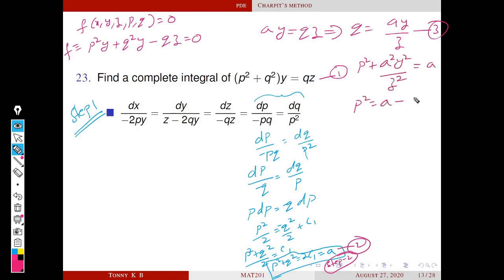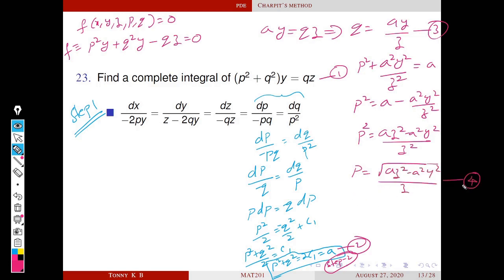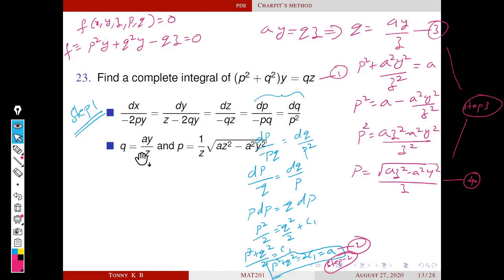So p square equal to, so p equal to, by taking LCM, this is equation number 4. So this is our step 3. Now we get p and q. So q is equal to ay by z and p is equal to 1 by z square root of a z square minus a square y square. Step 4 is we have to evaluate z using this total differential dz equal to p dx plus q dy.